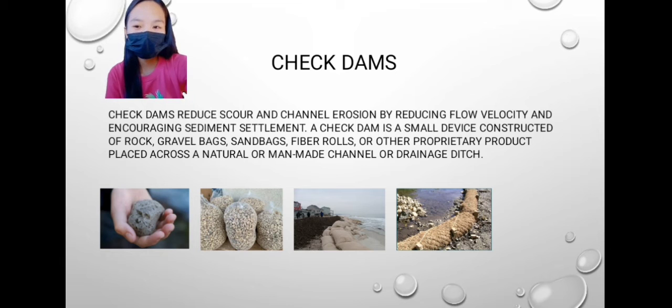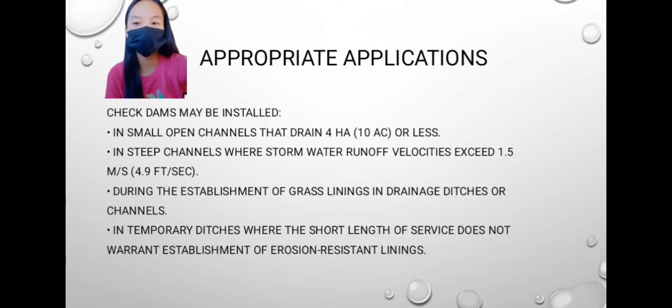So, it is appropriate for application, and may be installed in small open channels that drain 4 hectares per area or less. Then, in steep channels where storm water runoff velocities exceed 1.5 m/s or 4.9 feet per second. Then, during the establishment of grass linings in drainage ditches or channels, and temporary ditches where the short length of service does not warrant establishment of erosion-resistant linings.